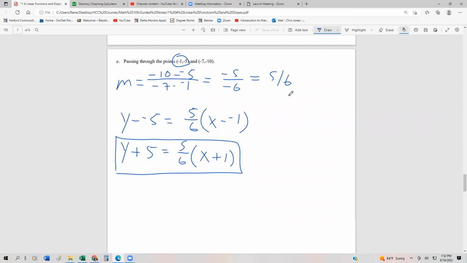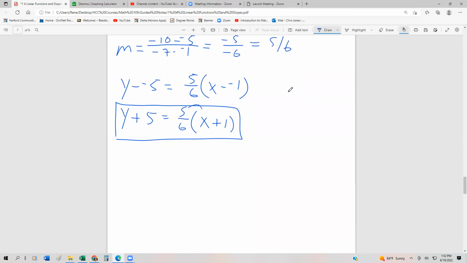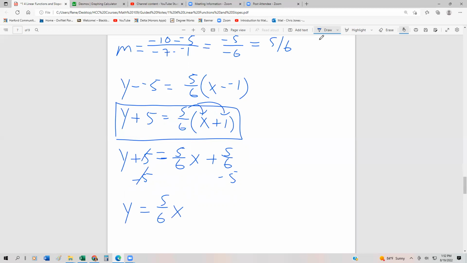And so to finish this off, we're going to distribute. If we distribute, we get y plus 5 equals 5/6 x. And this one's easy because we know anytime we multiply by 1, we get the same thing. So it's going to end up being plus 5/6. And then the last thing we're going to do is subtract 5 from both sides. All right, so we're going to get y equals, because those 5's cancel out, 5/6 x. And now off to the side, I'm going to compute this.